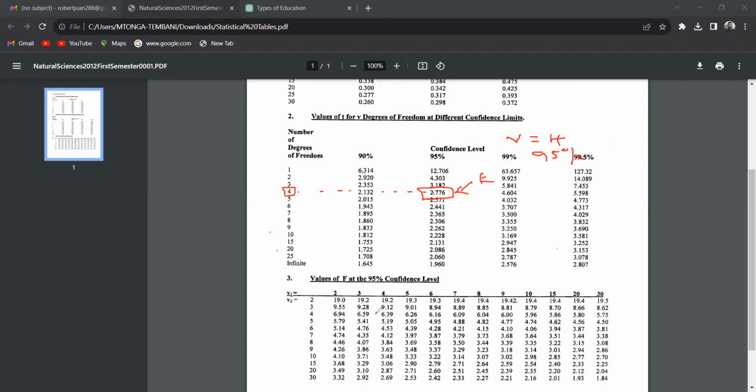All right, so let me share another board. Let's look at F-tests. Let's look at F-tests now.